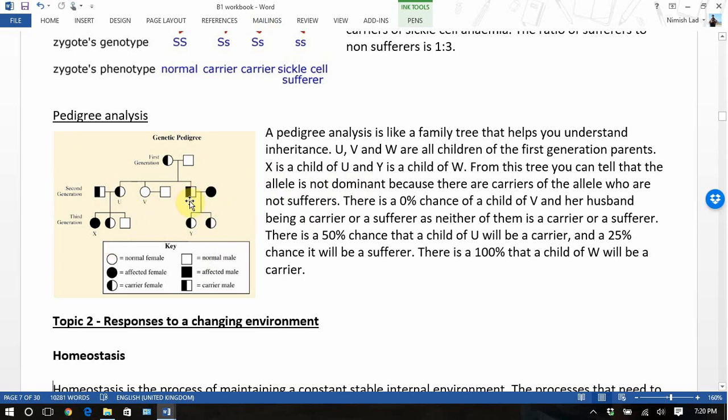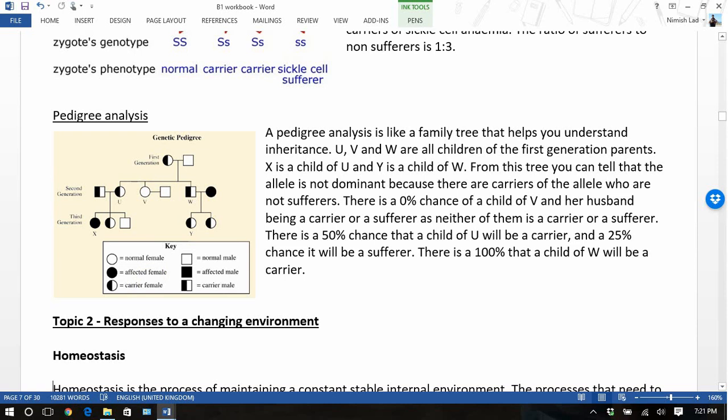From this tree, you can tell that the allele is not dominant because there are carriers of the allele who are not sufferers. So it cannot be dominant. It must be recessive. You've got carriers, but they're not sufferers. You can see that you've got carriers, but they're not affected by it. Therefore, it must be a recessive allele that's causing this.